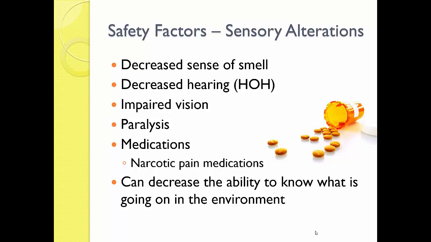Decreased hearing, the abbreviation HOH is hard of hearing, and that of course affects our environment. If we aren't able to hear things in the environment, that puts our safety at risk. Impaired vision, of course, paralysis, medications, particularly narcotic pain medications, can affect our cognition and decrease our environmental awareness, makes people groggy, so that definitely can have some sensory alterations with it. And then it can decrease the ability to know what is going on in the overall environment. Any of these things listed can have that effect.